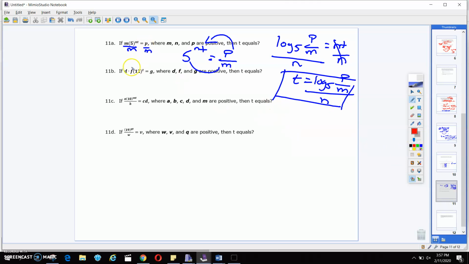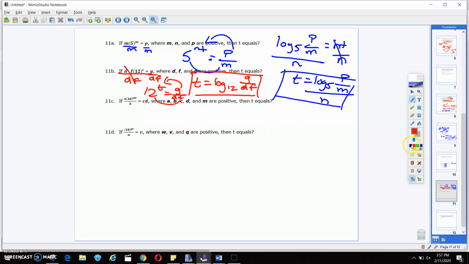On the next one, you're going to divide by d and f on both sides. So when you do that, you're going to get 12 to the t power equals g divided by df. You're going to put this in log form by the circle of life. So this is going to be t equals log base 12 of g divided by df. Boom. Okay.